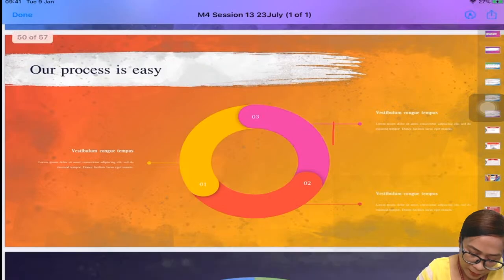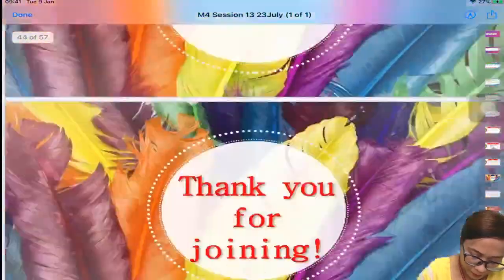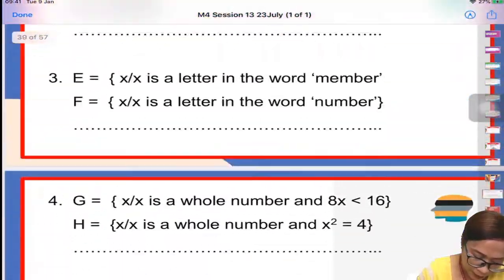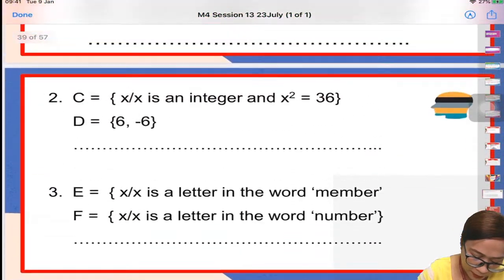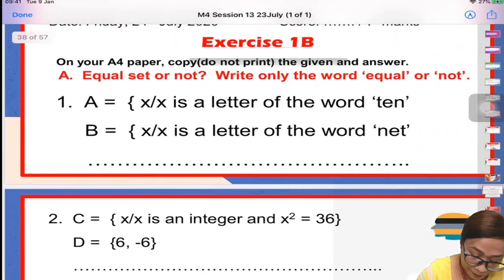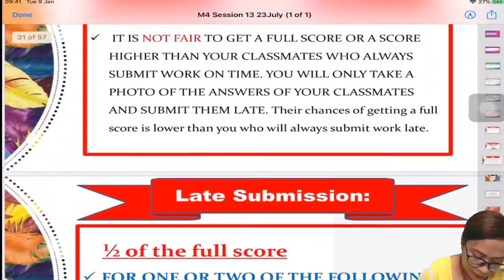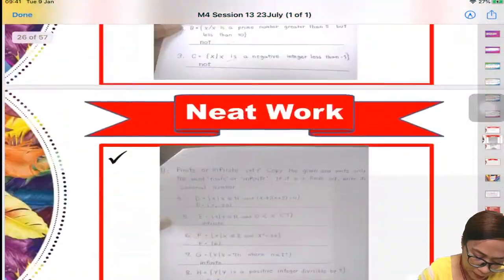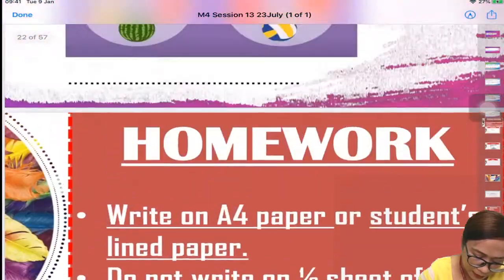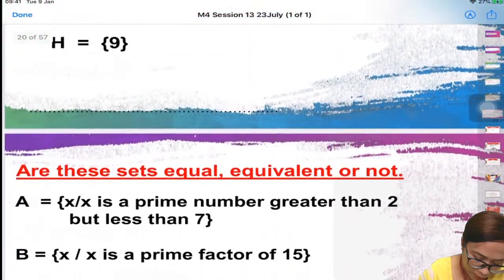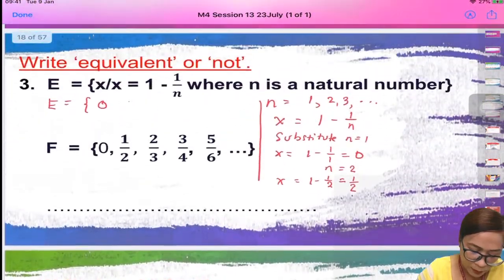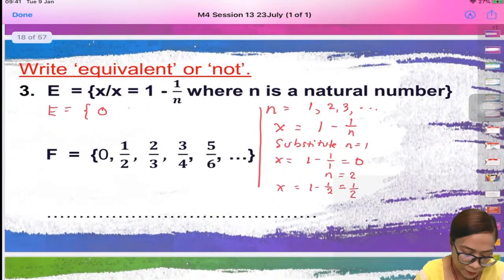Let me go back to the slide. Okay, let me go back for a while, students. Let me find it. This is the exercise. Okay, I was able to. Let me go back a few seconds. Okay, wait, which number are we now? This one here. Okay, sorry for that.